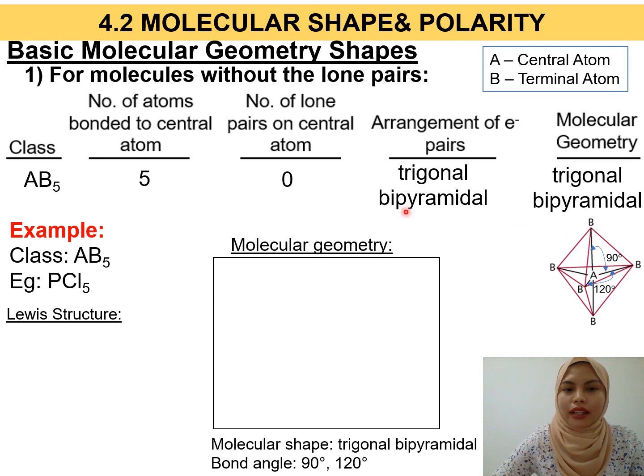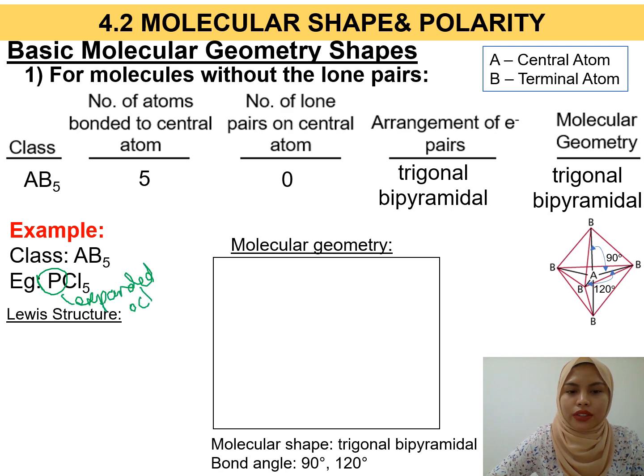Don't worry about this. Okay, and then apakah contoh molekul yang mempunyai kelas AB5? PCl5. Kenapa PCl5? Because P dia ada expanded octet. Remember? Ingat lagi tak? So P ni dia ada expanded octet. So after drawing the Lewis structure, by following the step by step of drawing the Lewis structure, you will know that P dia ada langsung lah dia punya lone pair sebab memang cukup lah 1, 2, 3, 4, 5.